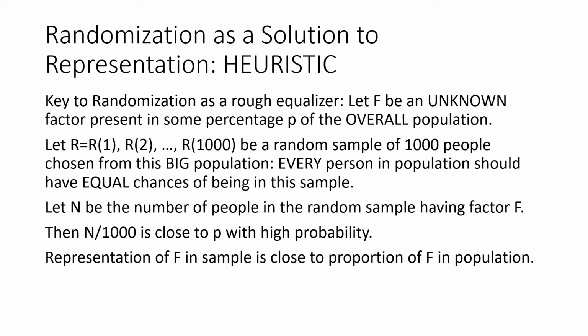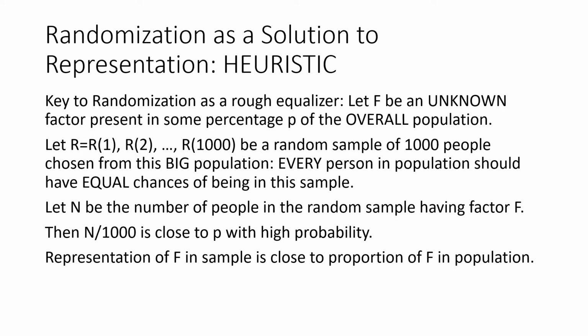So if we pick a random sample of 1,000, then there is a probability theorem that says: let f be any factor like gender or some genetic characteristic, any characteristic, and suppose that the characteristic is present in the overall population, maybe in 67% for example, then in my random sample of 1,000, approximately 67% of the people in the random sample will have the same characteristic.